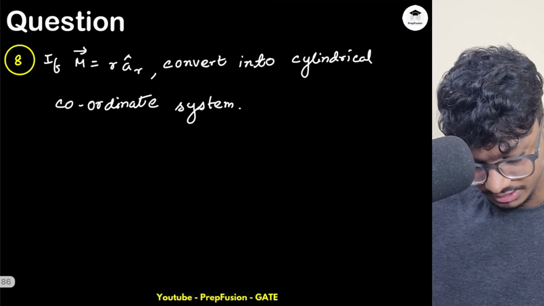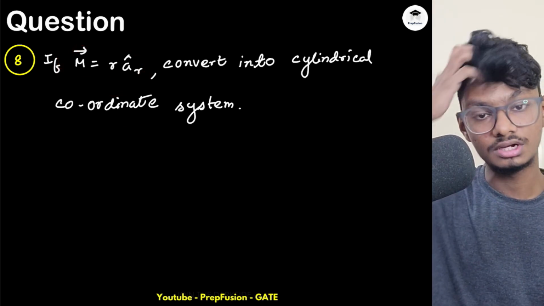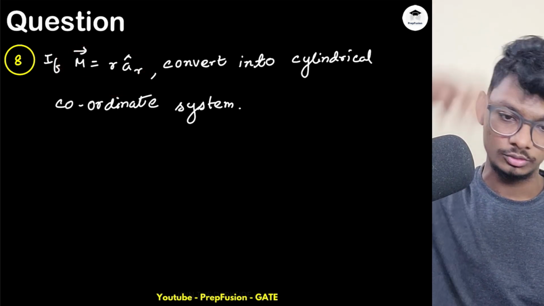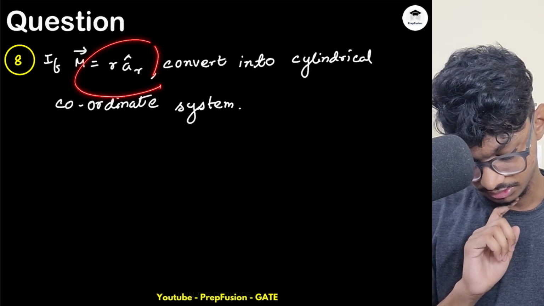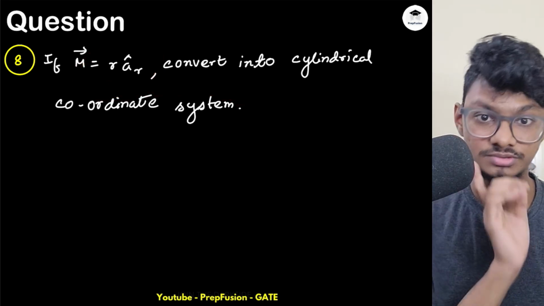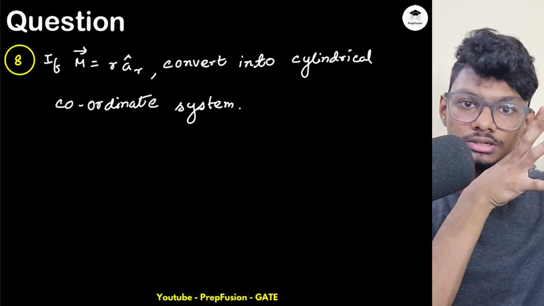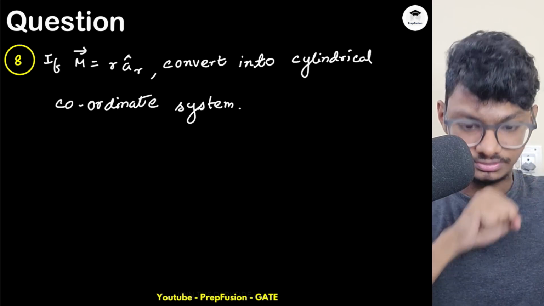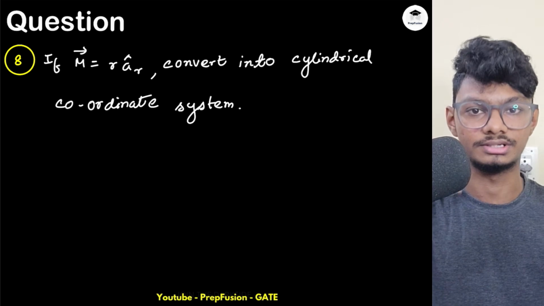Now let's do a few questions. Can you convert this M vector into cylindrical coordinate system using the conversion that I told you? So how will I do this first question? I have to convert from spherical to cylindrical. If I remember in my mind, spherical is the simplest format, cylindrical is a bit complex. If you remember, just think cylindrical spherical, cylindrical spherical.